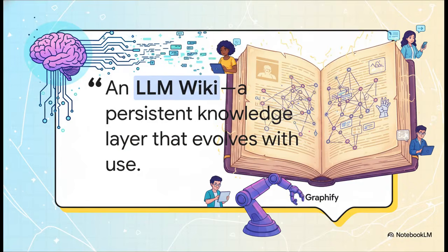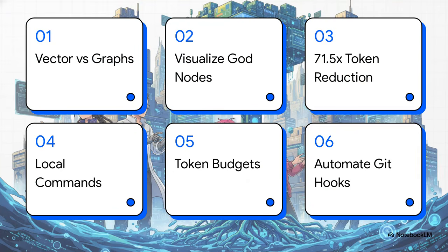So how do we fix this AI amnesia? Well, former Tesla AI director Andrej Karpathy hit the nail on the head when he proposed the concept of an LLM wiki. Basically, it's a persistent knowledge layer that actually evolves the more you use it, instead of booting up from zero every single time. And today, we're looking at how an open source tool called Graphify has stepped up to make this exact concept a reality.